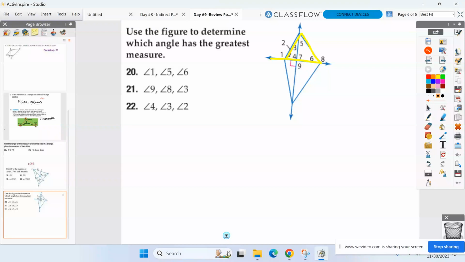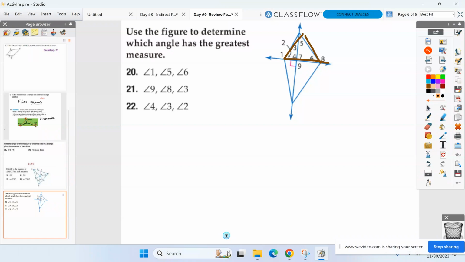Yep. All right, let's get a little more heated now. 9, 8, 3. Which one's the bigger one out of 9, 8, and 3? Well, let's do 2 at a time before we put in all 3. Let's do 8 versus 3. Who wins that one? 8, right? Because it's exterior. 3's a remote interior, a part of a remote interior. All right, so we definitely know 3's out.